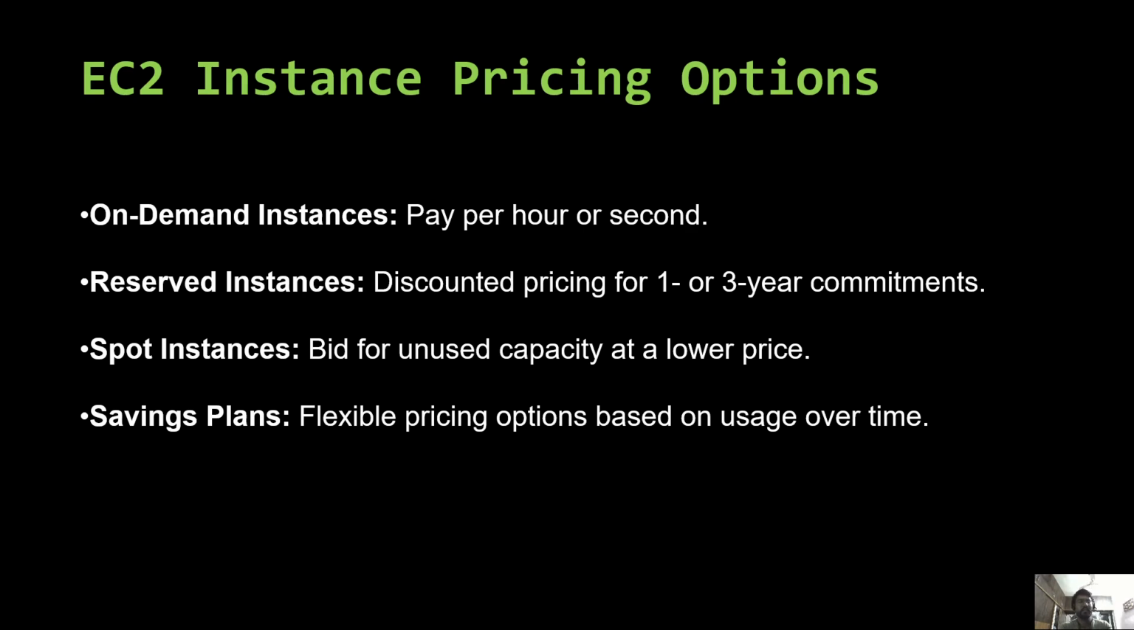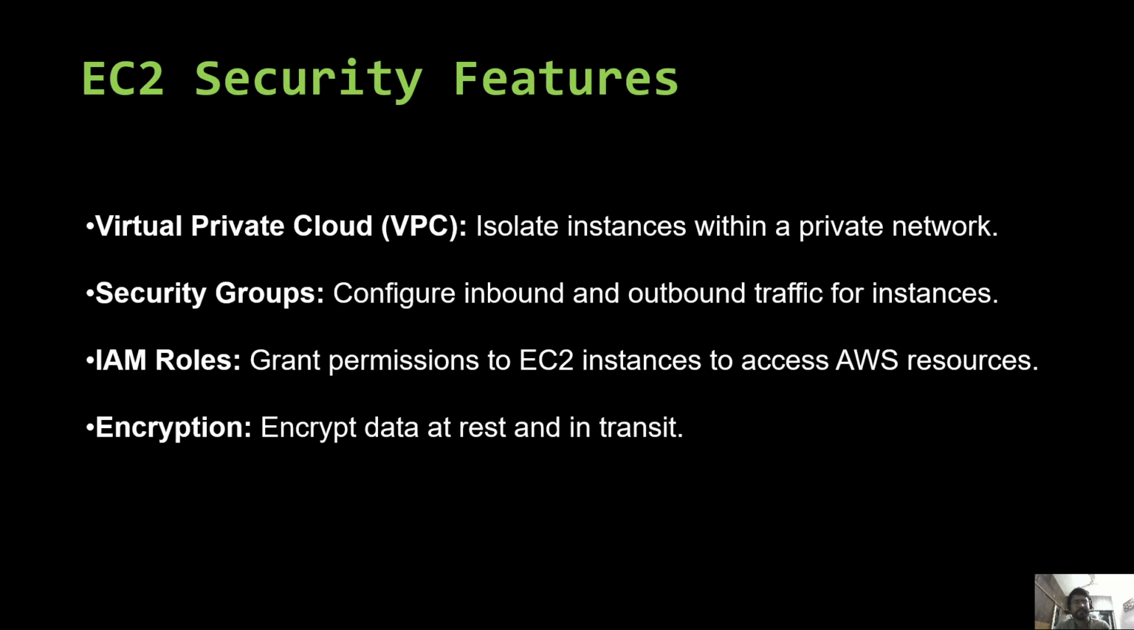The third one is spot instances, wherein you bid for unused capacity at lower prices, wherein the requirement is very low. The fourth one is savings plans, which are flexible pricing options based on the usage over a time. So here basically we get flexibility in this instance.